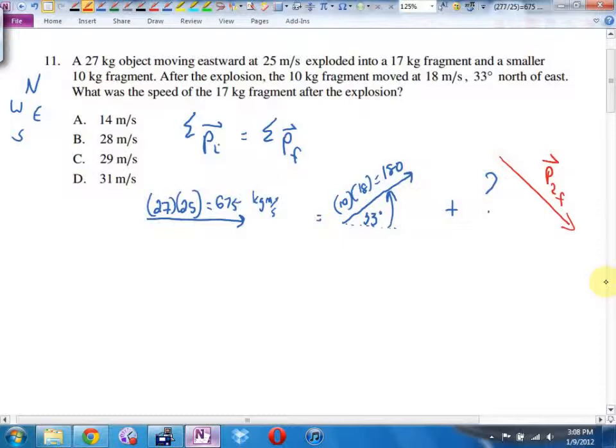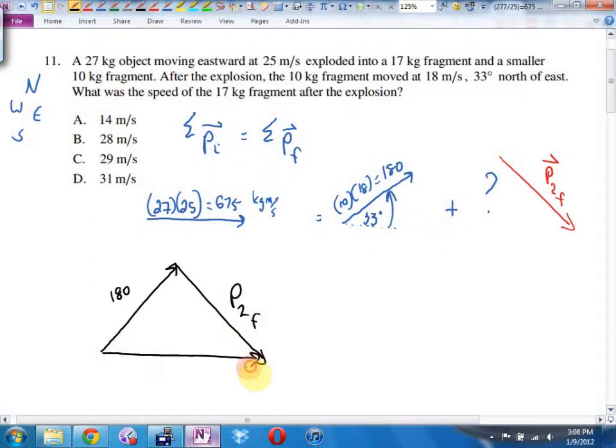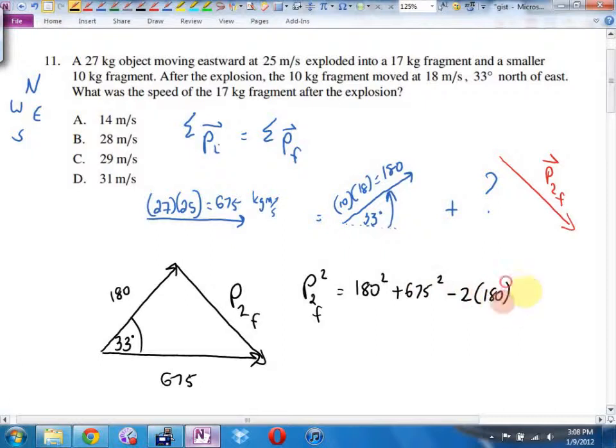So let's draw this triangle. It's going to be 180. Mystery momentum, 675, and that there is 33 degrees from there. How can I find out how big this is? Cosine law. Sorry, no SOHCAHTOA here. Momentum 2 final squared equals 180 squared plus 675 squared minus 2 times 180 times 675 cosine 33. Joel, do you have to memorize the cosine law? Why? It's on your formula sheet. You just have to know how to use it, what goes where. Who's in Math 12? Degrees, not radians now, please. And what is the answer here? Can you crunch this?